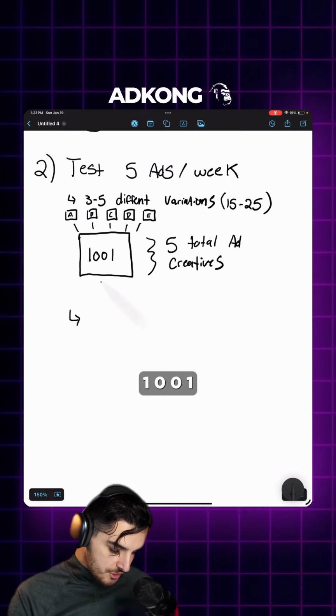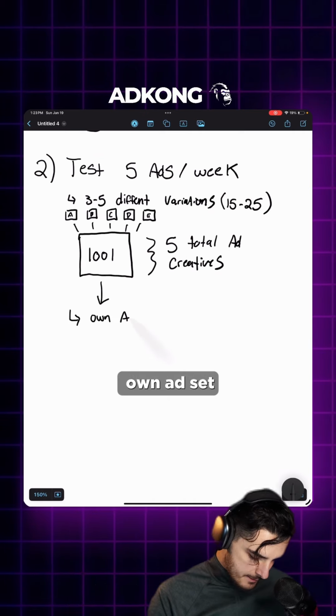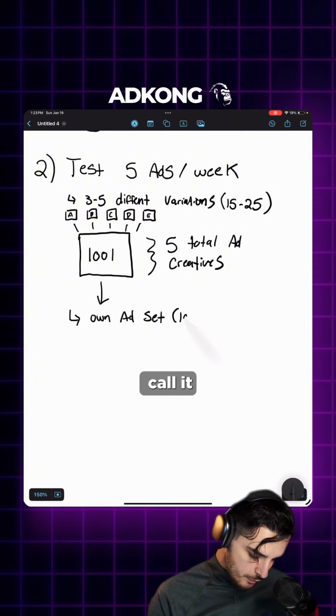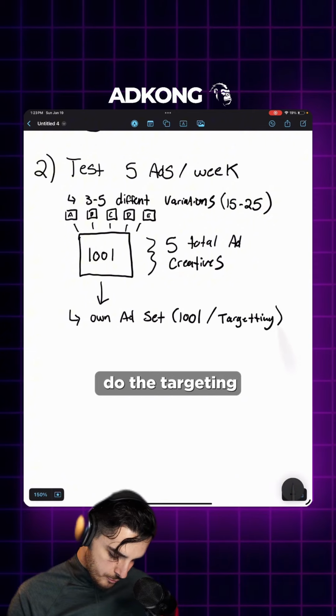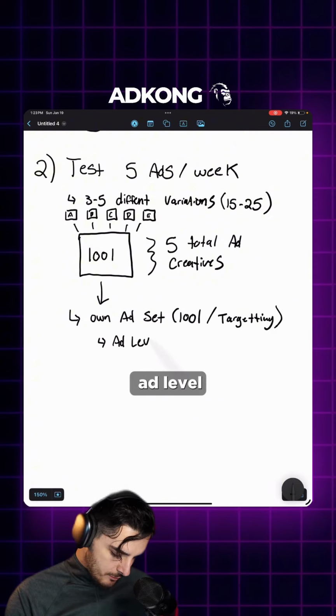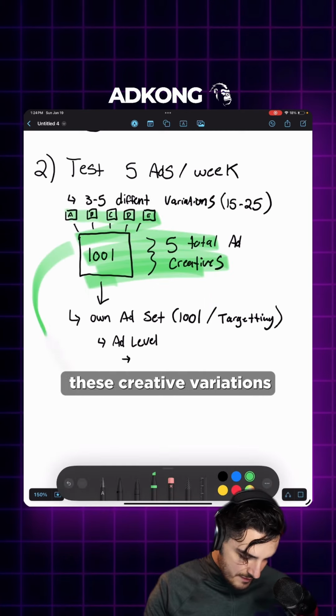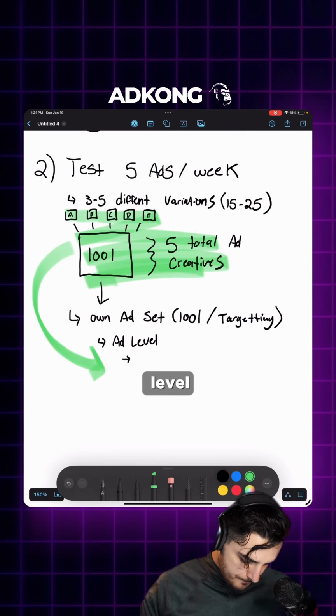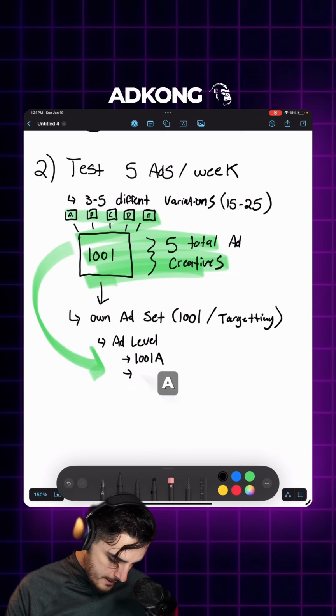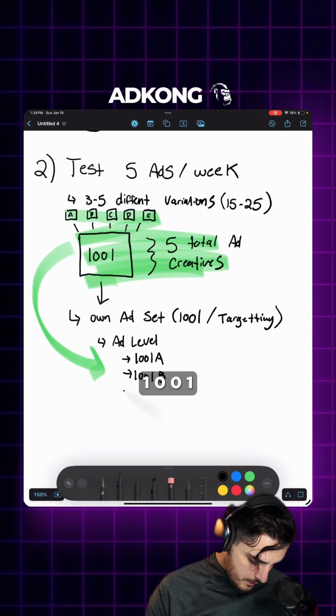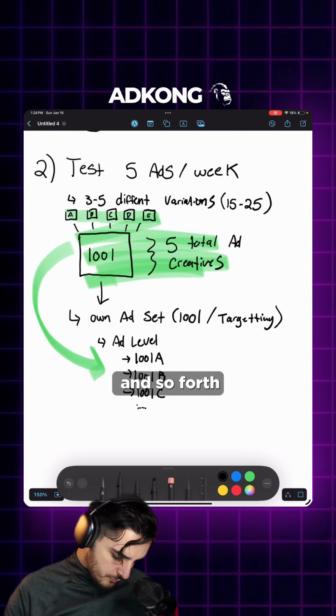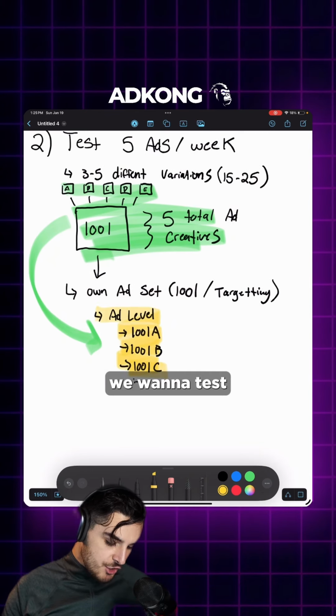It's important to note that 1001 will have its own ad set. We like to call it 1001, and then we'll do the targeting. And then at the ad level, we will put all 5 of these creative variations into the ad level, where we would do, for example, 1001A, another ad would be 1001B, another ad would be 1001C, and so on and so forth. Now, the reason we want to do this is we want to test each hook against itself.